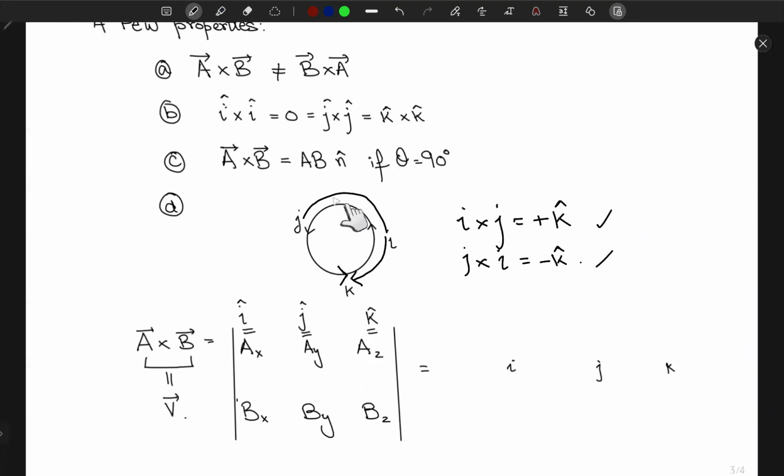Okay, so you're familiar with this diagram and how you can use it to compute the cross products. Okay, perfect. So the next thing is the vector product between two vectors A and B.